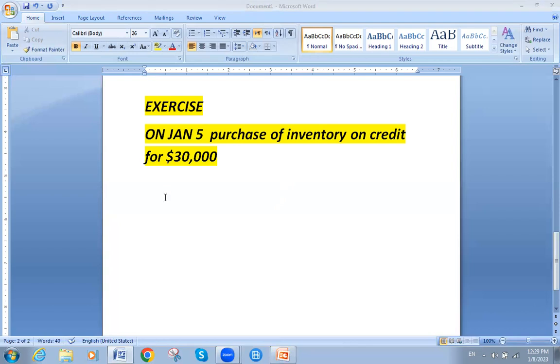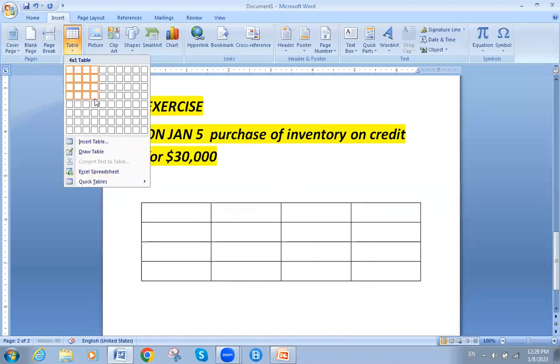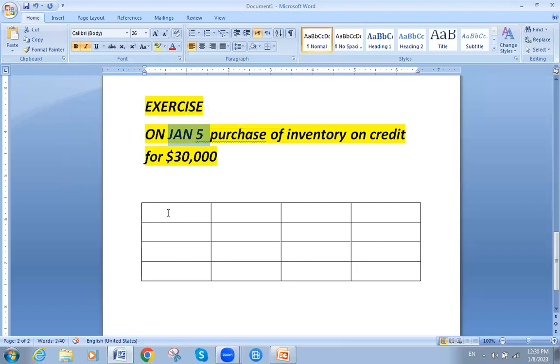So we are back, my dears, and we'll do exactly the same as what we did before. First of all, I will insert a 4x4 table, because I will do some transactions here also. So on Jan 5, purchase of inventory. I will write here Jan 5. Here I will take Control and C, copy Jan 5, Control and V. Then purchase inventory, then the word inventory again, Control and C. All you do is take some words and put them in: inventory.